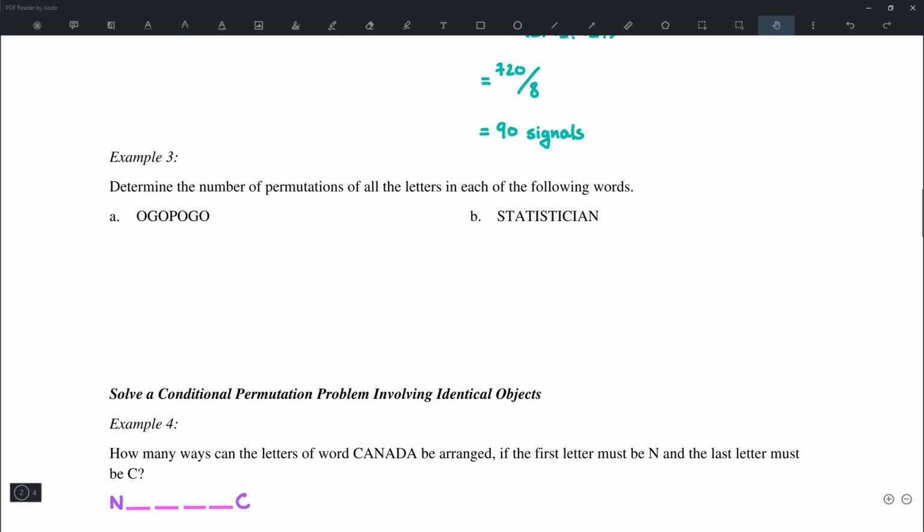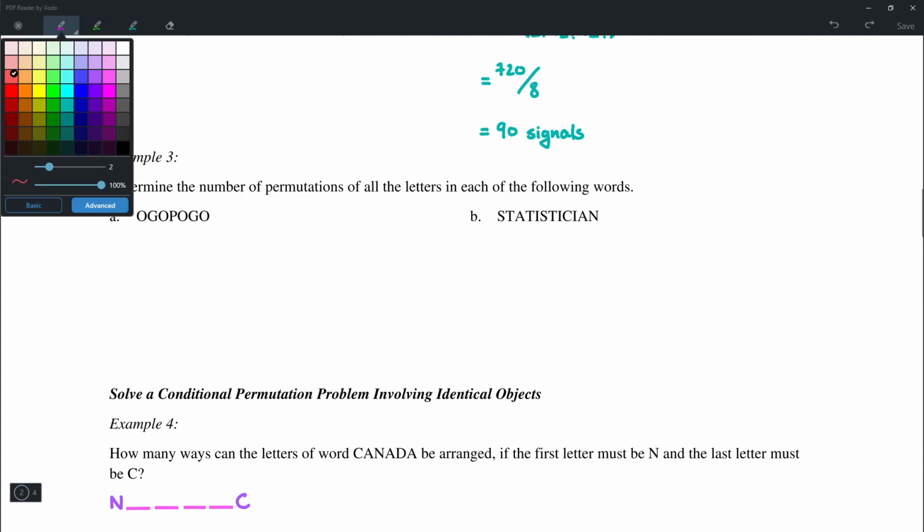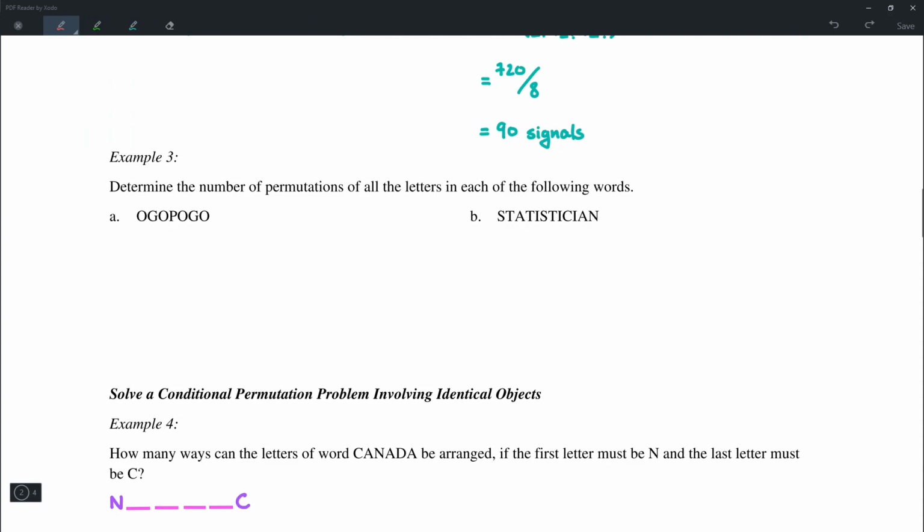Next up, we have a very similar one, just a number of permutations looking at words. So the first word has 7 letters. And we are only going to be concerned about the letters that actually repeat. So there are 4 O's and there are 2 G's.